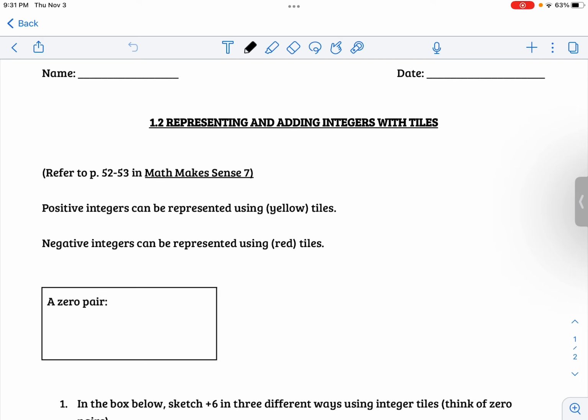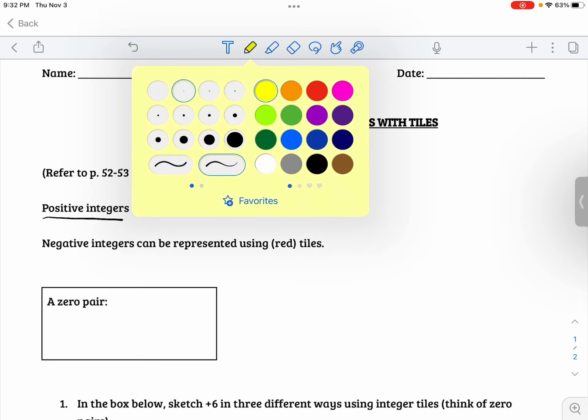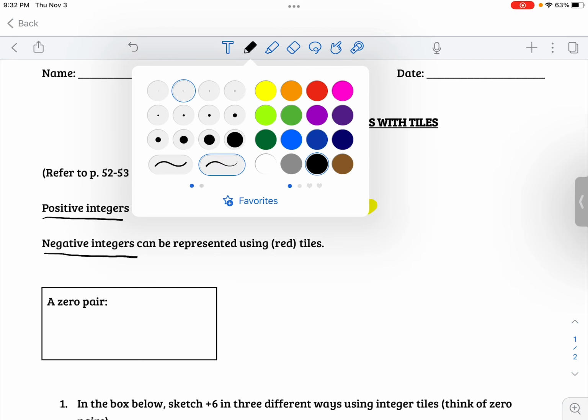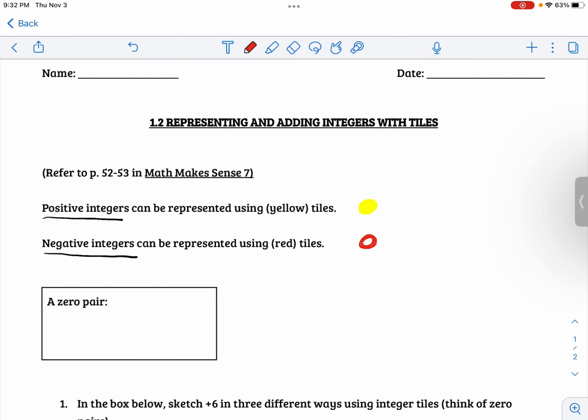So positive integers, if you look here at the beginning, positive integers can be represented by using yellow tiles. So I'm just going to use the yellow here. I'm going to draw out the yellow tiles. And then negative integers can be represented using red tiles. So I'm going to draw a red tile here. So that's your basic representation. Yellow is positive, and negative is red. Okay, those are our basic representations there.